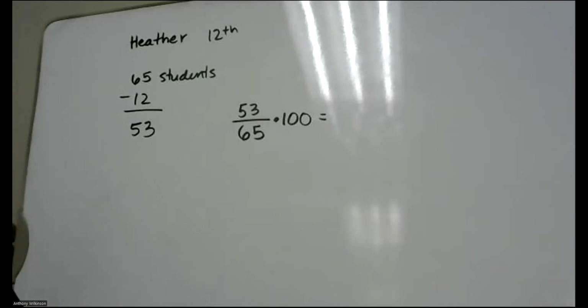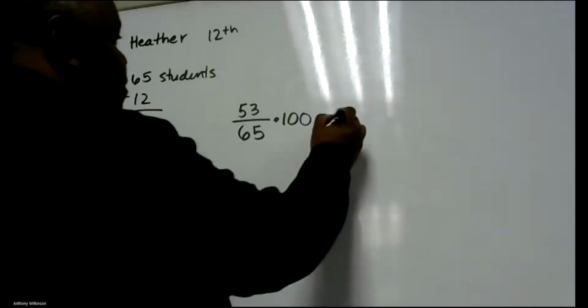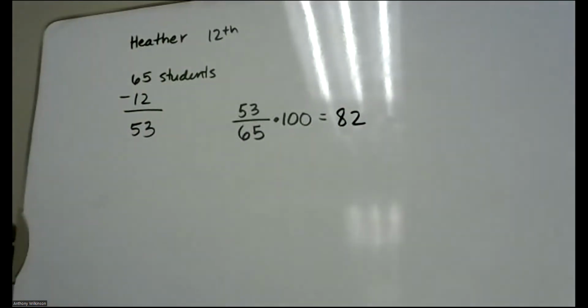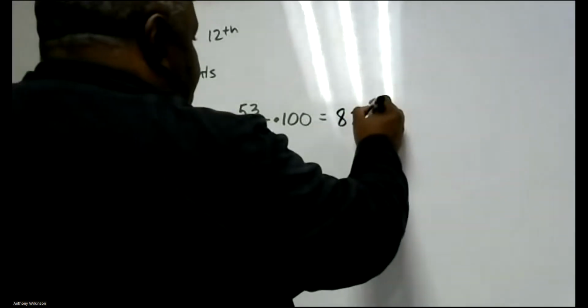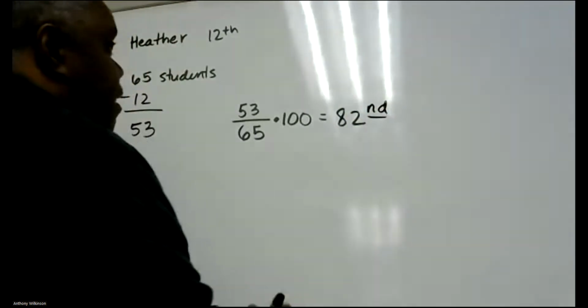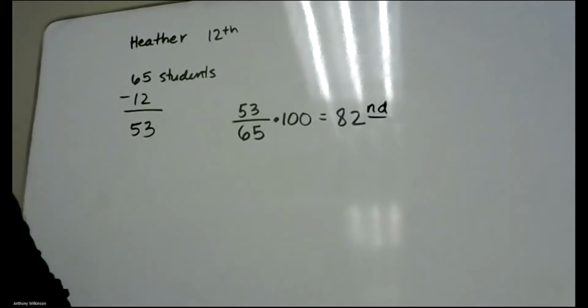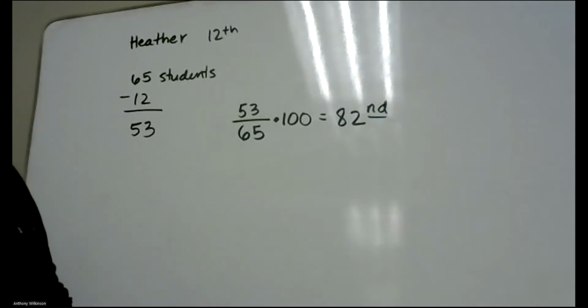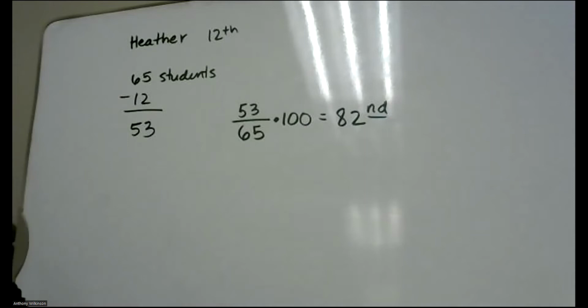Okay. Let's round to the nearest whole number, 82. So that means that Heather is in the 82nd percentile. What that means here is 82% of those students in that class ranked lower than Heather. Okay.